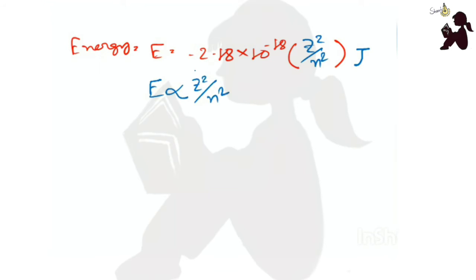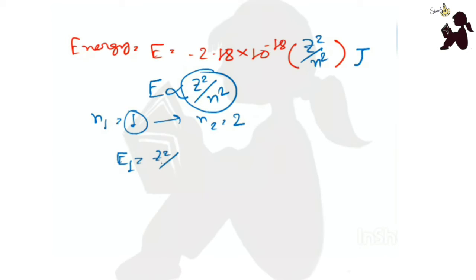Okay, we have to know that this energy is directly proportional to Z square by n square. Now they will ask you that if an electron goes from n1 equal to 1 to n2 equal to 2, what will be the energy variation? Now how can we deduce that? Let's suppose the previous energy, that is E1, was Z square by 1, because it has said that n1 equal to 1 and it is of the same atom, so Z is not changing, right?